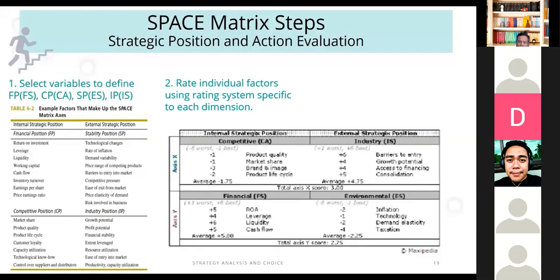Rate from plus 1 as worst to plus 7 as best each of the variables that make up the FP and IP dimensions. And then assign the same numerical value range for the variables that make up the SP and CP dimensions. On the FP and CP axes, make comparison to competitors. On the IP and SP axes, make comparison to other industries. Number 3 is to compute an average score for FP, CP, SP, and IP. As shown here, the table shows the sample of rating the factors and computing the average score for the variables.